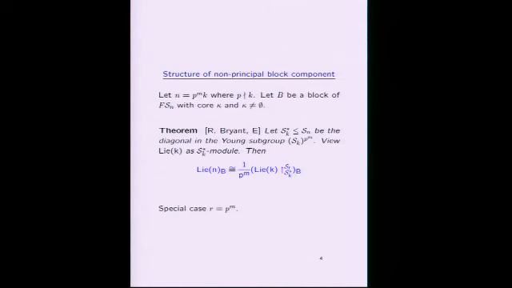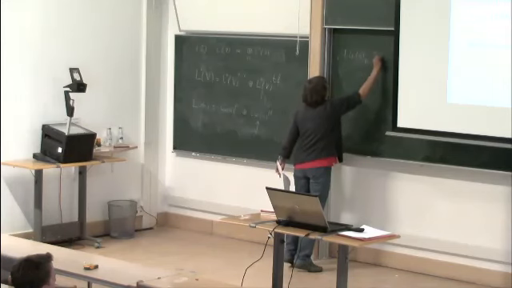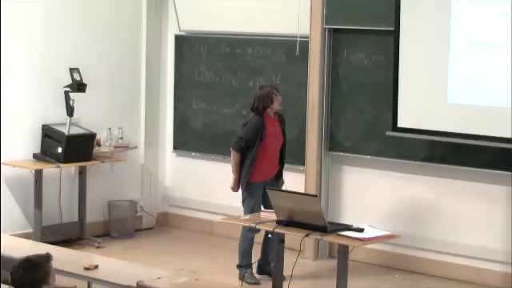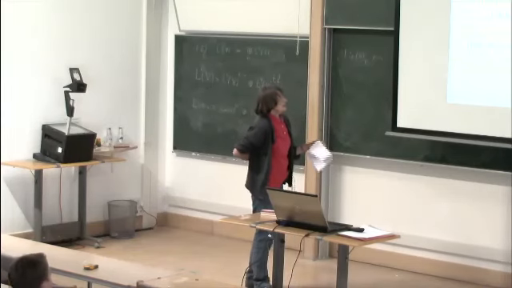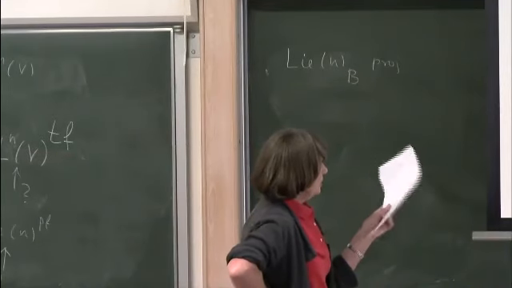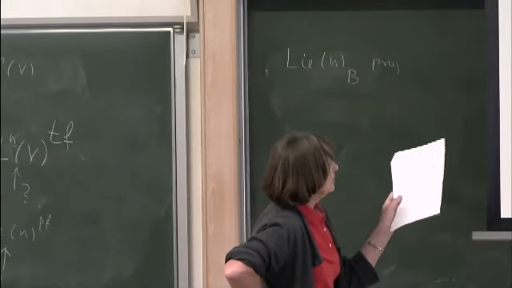So what is this thing here? I should say something about the notation there. So what do we mean by saying 1 over p to the m? We mean that Lie n B is projective. So we take a summand of that, and then what it means is that for every summand, this multiplicity is a multiple of p to the m.